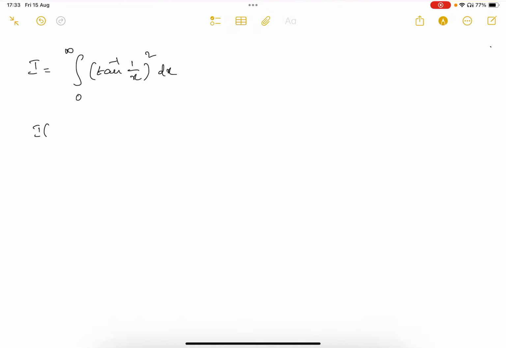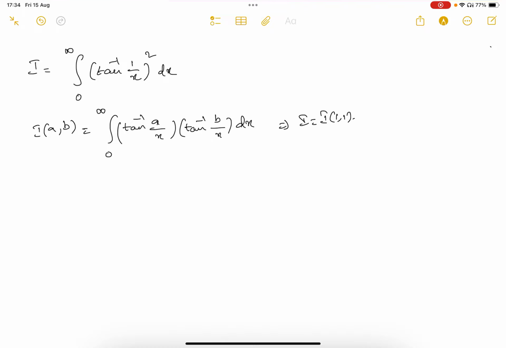Let's make I a function of a comma b, which is integral 0 to infinity tan inverse a by x into tan inverse b by x dx. That is, I is I of 1 comma 1. If a and b are 1, then it will be tan inverse 1 by x whole square, right? So let's start. Then let's do one thing.